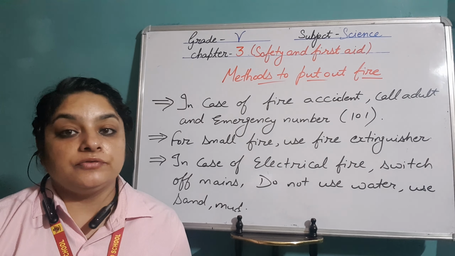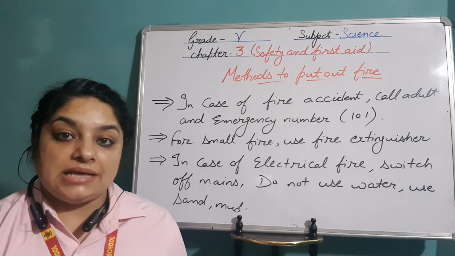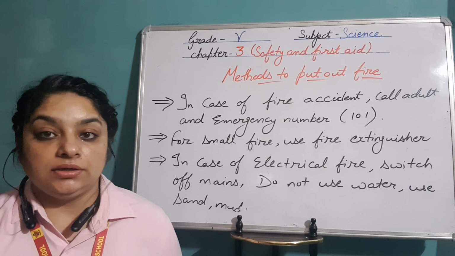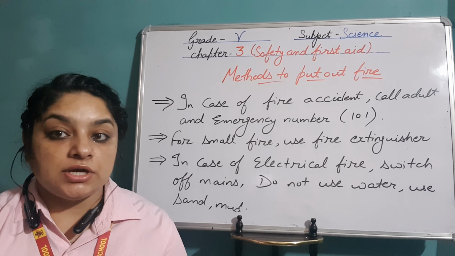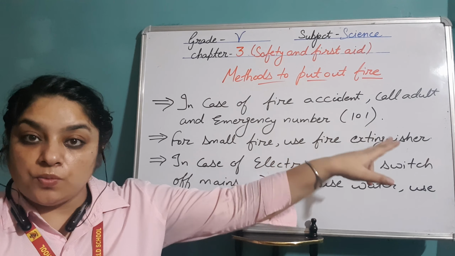Next, what are the different methods to put out the fire? First of all, in case of a fire accident, call any adult. And you should learn the emergency number of the fire station, that is 101. Call on that number and call the fire brigade.